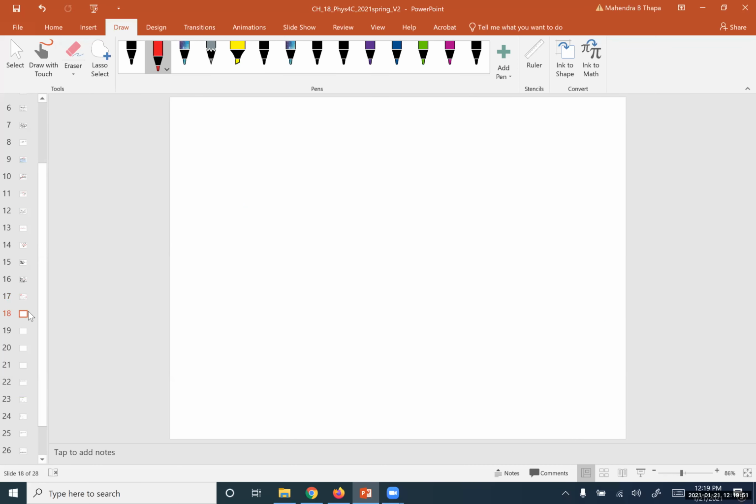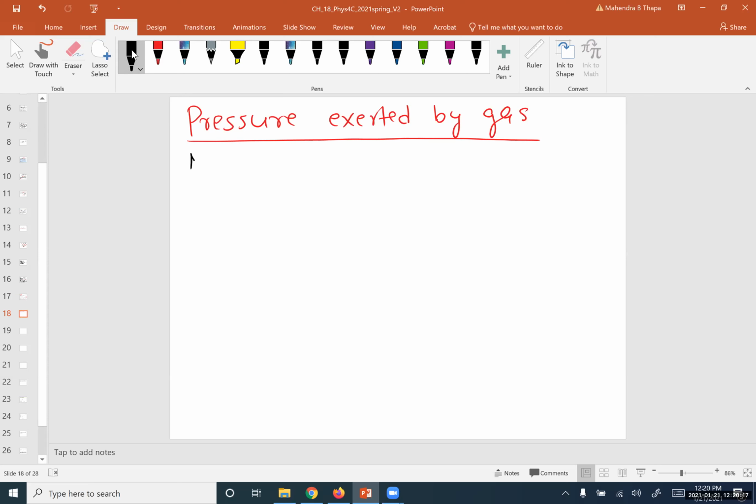So our main point here is to find the pressure exerted by gas. Okay. Before we actually go on to the topic, I just have some notes. Okay, so I'm going to introduce a term.